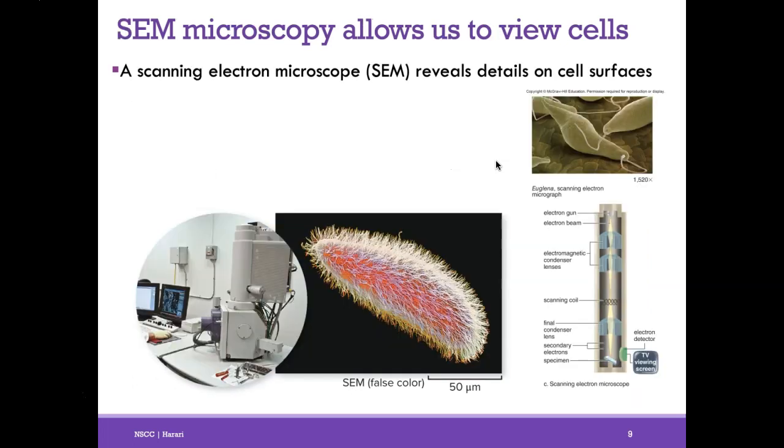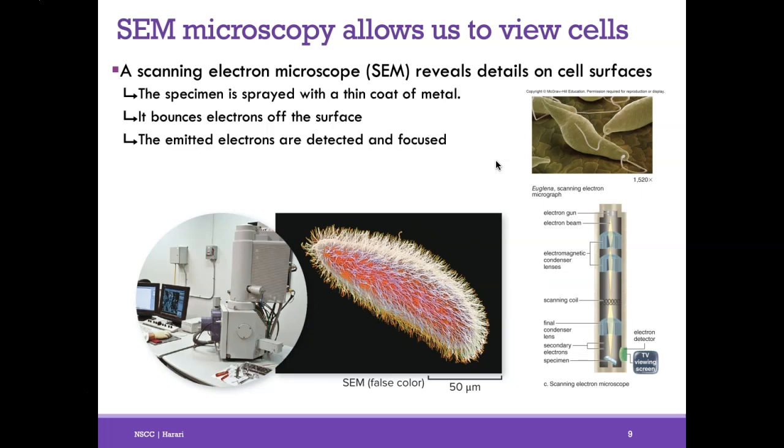Another type of electron microscopy is called scanning electron microscopy, or SEM. And SEM reveals details on a cell's surface. So if you want a 3D image, very high magnification and high resolution, that's when you want to use SEM.